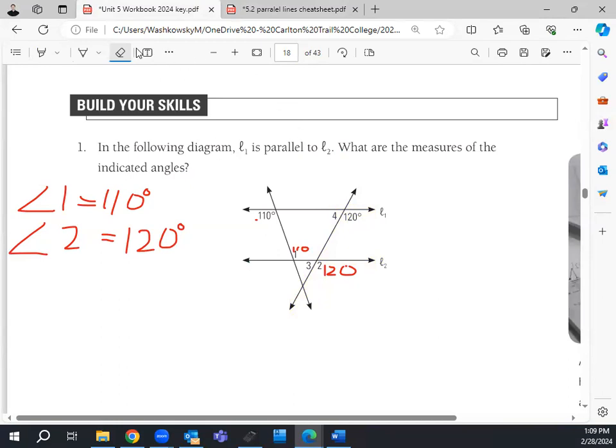So what about angle three here? Well, I could try and make a shape, but I see here that I have a straight line, which would mean angle two and angle three equal 180. What's 180 minus 120? You get 60. So angle three would be equal to 60 degrees. And again, all of these have multiple ways of solving for them. This is not the only way to do it. There are lots. This is 60.